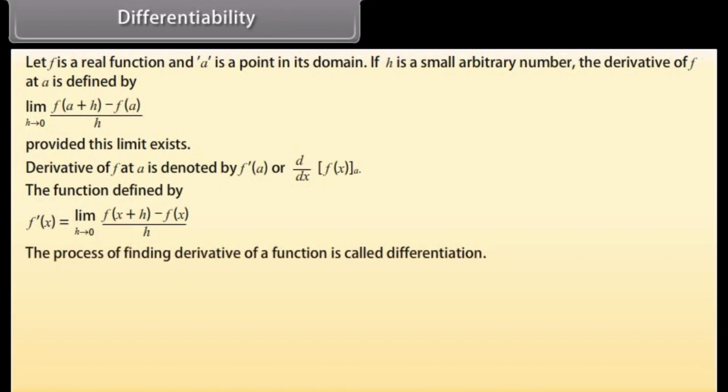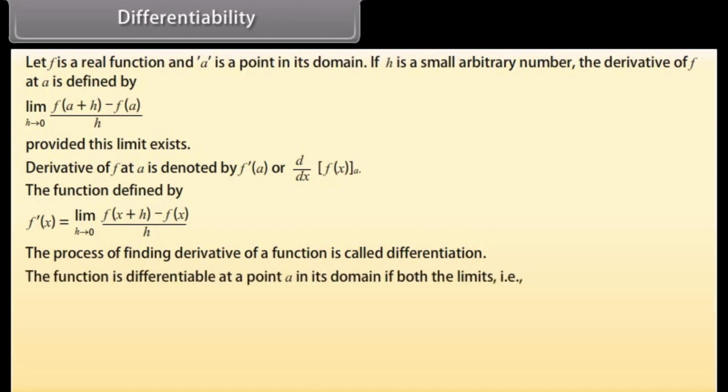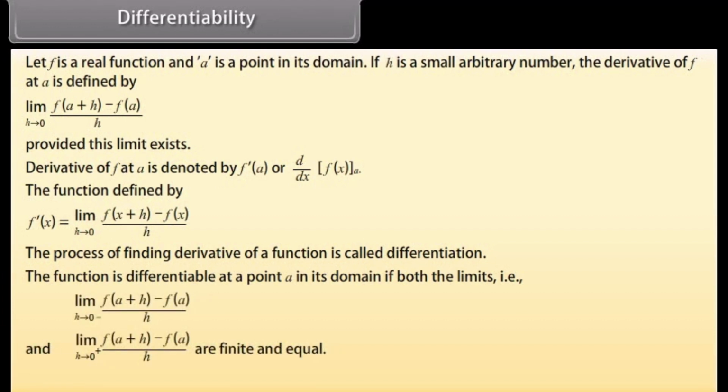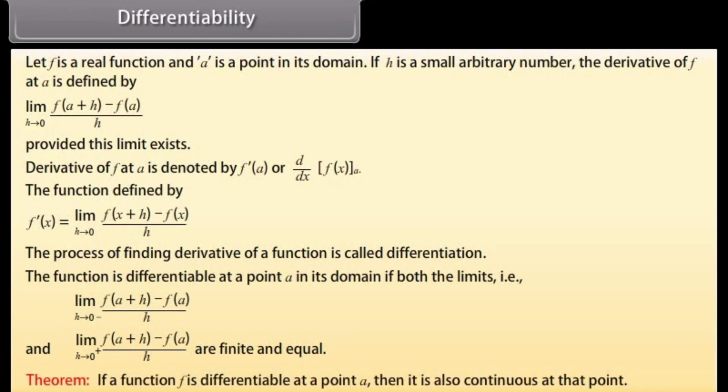The process of finding the derivative of a function is called differentiation. The function is differentiable at a point a in its domain if both the limits, that is, the left-hand limit and right-hand limit, are finite and equal. Theorem. If a function f is differentiable at a point a, then it is also continuous at that point.